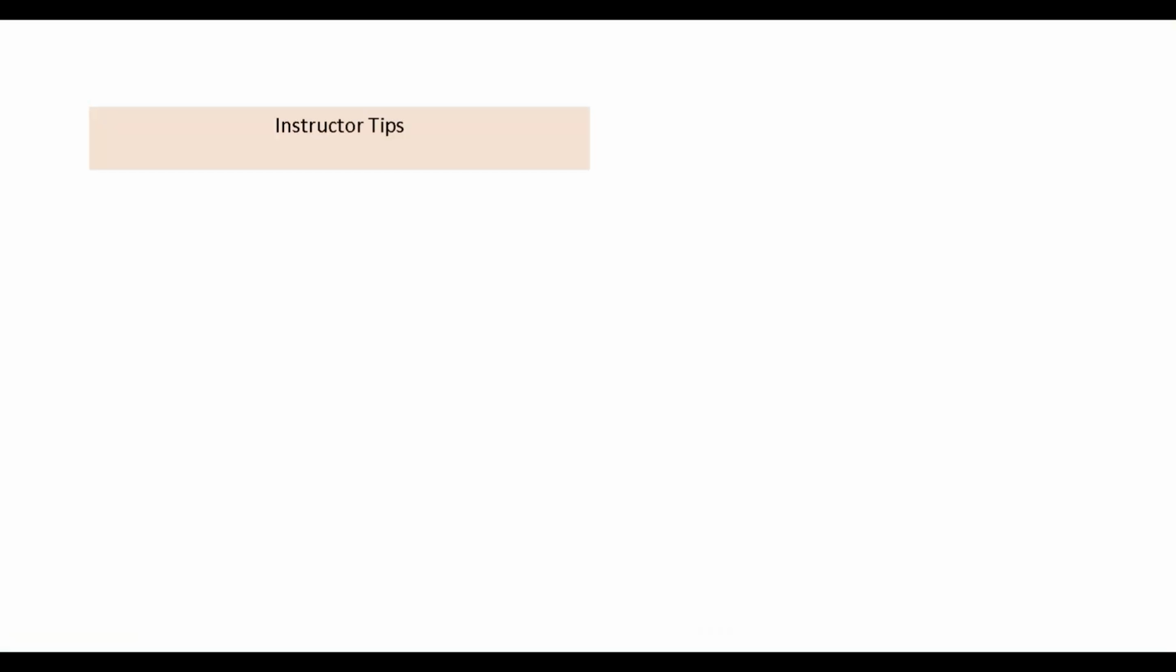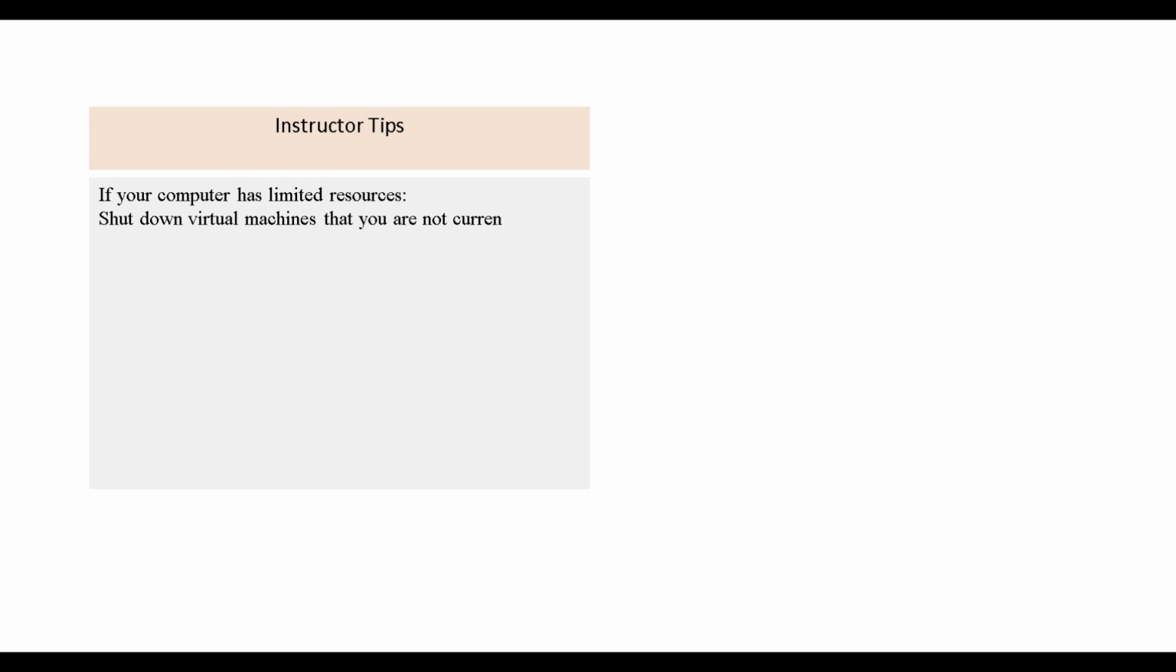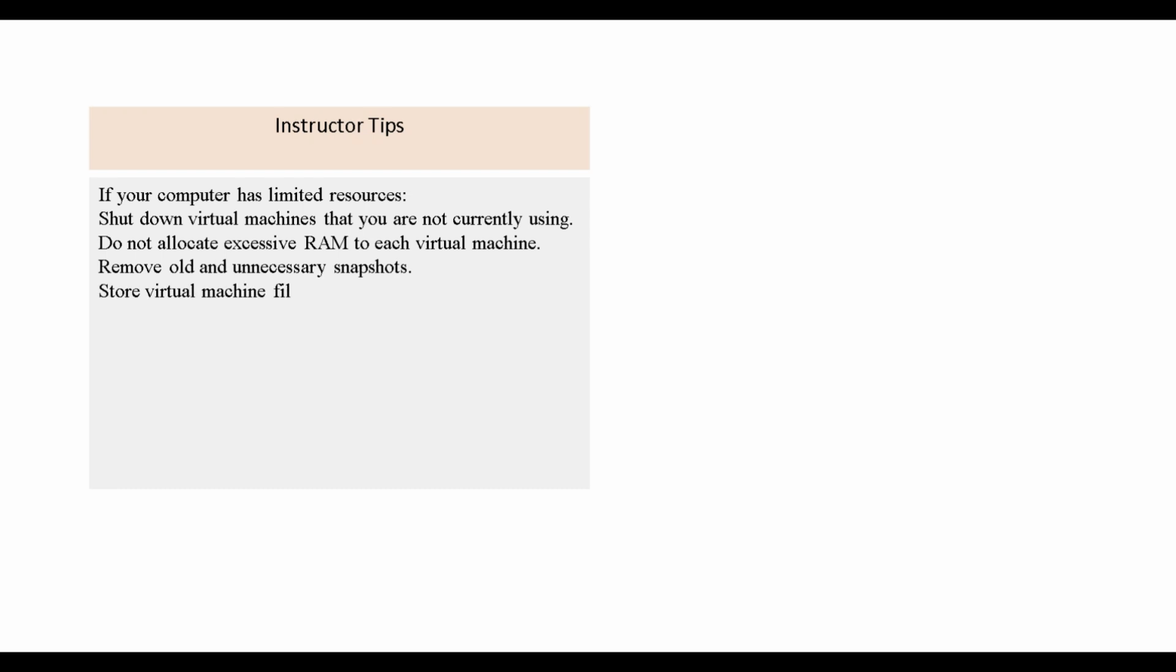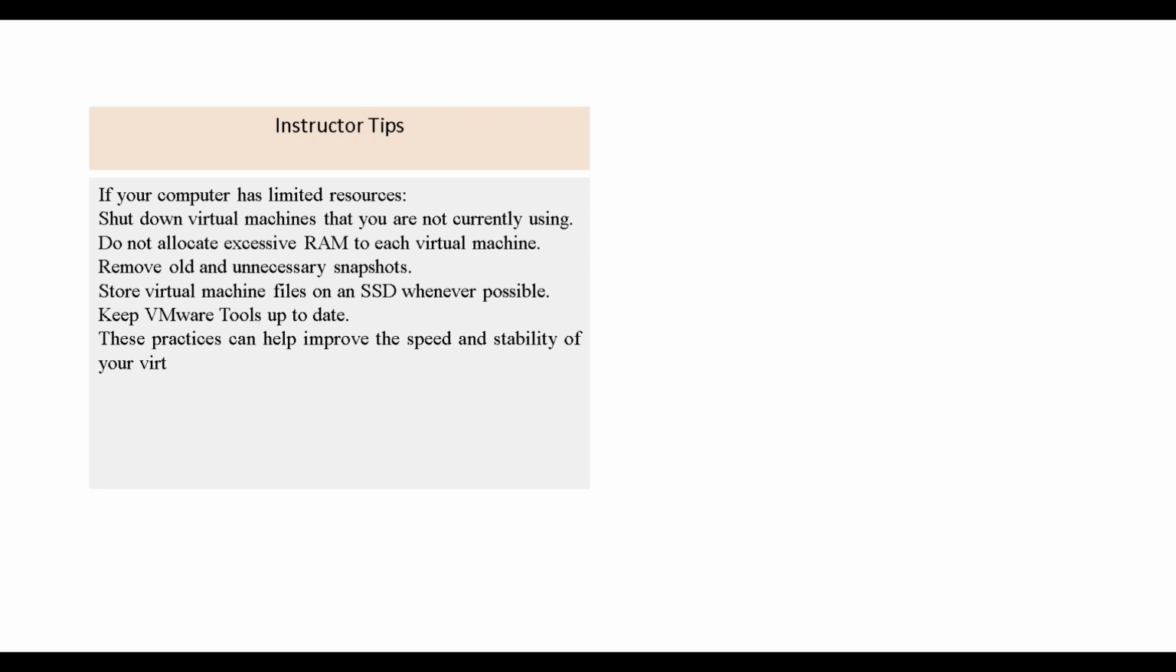Instructor tips. If your computer has limited resources, shut down virtual machines that you are not currently using. Do not allocate excessive RAM to each virtual machine. Remove old and unnecessary snapshots. Store virtual machine files on an SSD whenever possible. Keep VMware Tools up to date. These practices can help improve the speed and stability of your virtual machines.